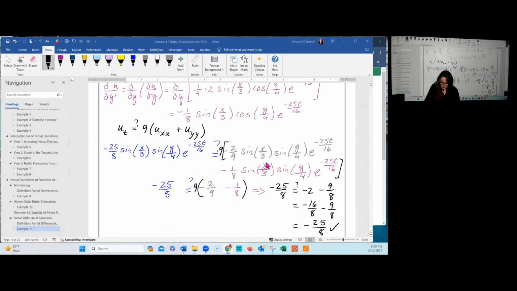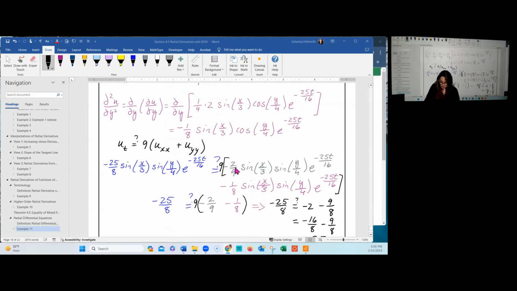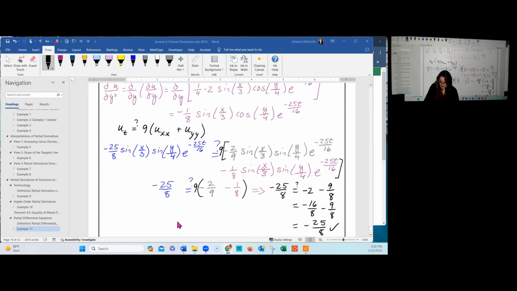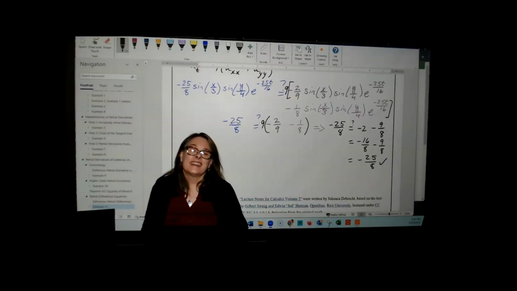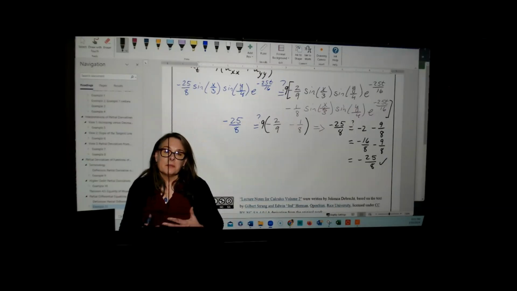So this really becomes proving that these two multiplied by 9, which was in our heat equation, does turn out to be -25/8. And in fact, it does turn out to be -25/8. This is the end of this particular section on partial derivatives.